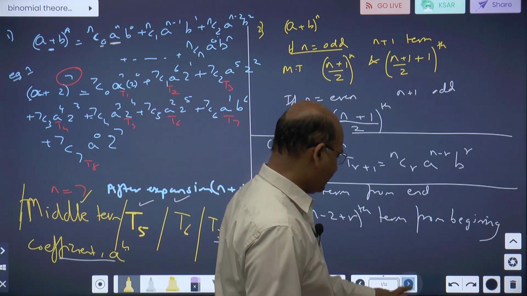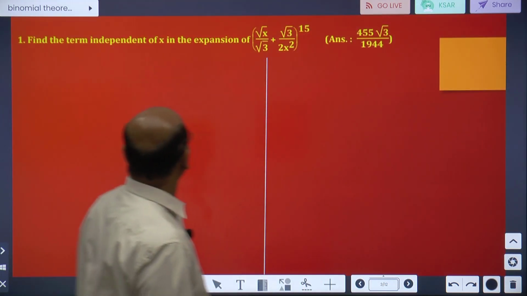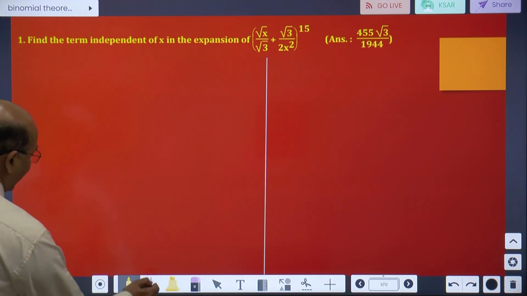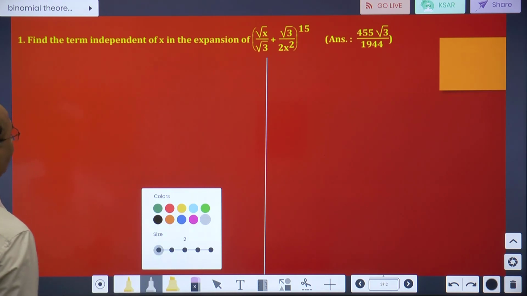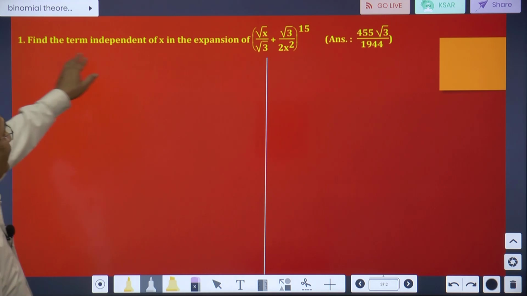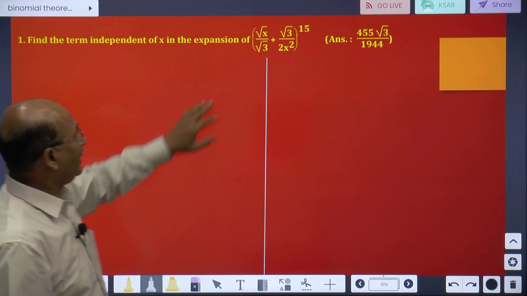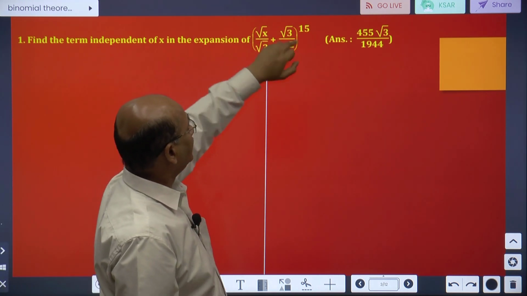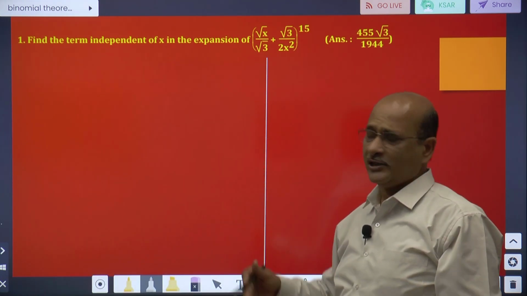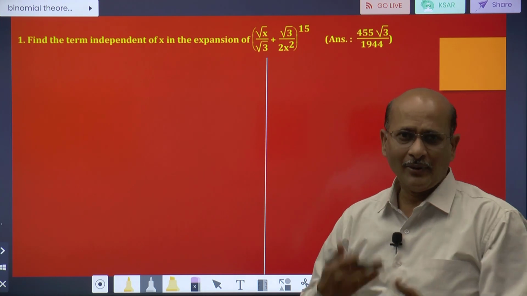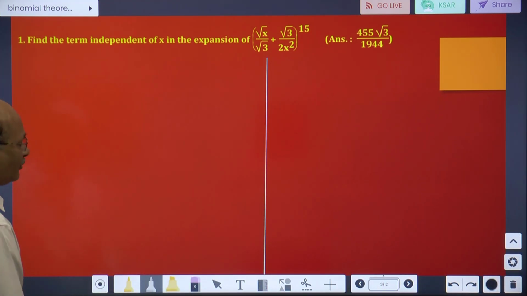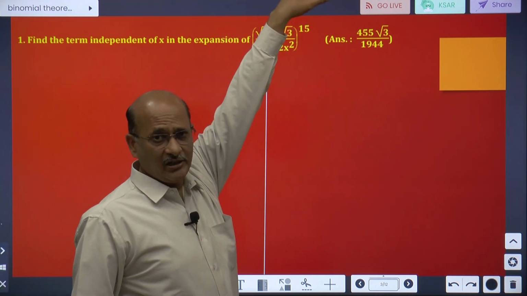Now let me get back to the question. They are telling us to find the term independent of x in the expansion of this. If I expand, how many terms will be there after expanding this particular bracket? Come on, I want you to be a little quick with me today. 16, yes, 16 is absolutely right. 15 plus 1, 16 terms will be there.